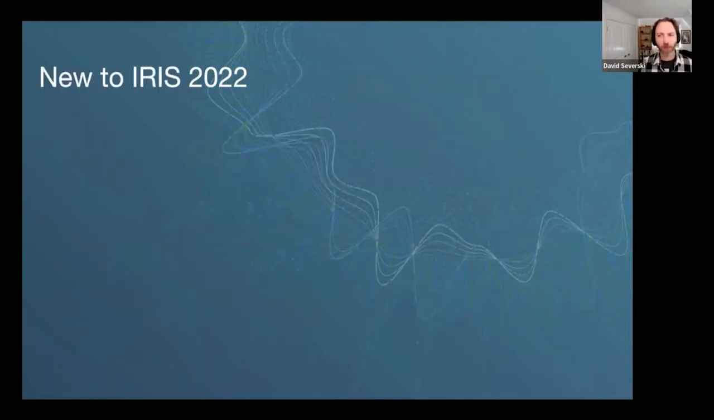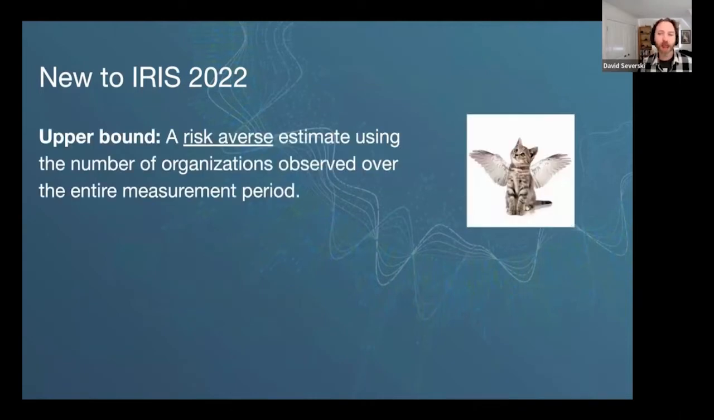So how did we handle this question of the population size in IRIS 2022? Well, we have two approaches. Ultimately, our goal is not to give you a single number, because we believe that single numbers are not a great fit, and that choosing a range and giving directional guidance is much more important than ultimate precision that is accurately wrong. So what we've done is give an upper bound, which is a risk-averse estimate. This is kind of a worst case scenario: if you are really gun-shy of taking on a risk, we can calculate the upper number of organizations over the entire measurement period.